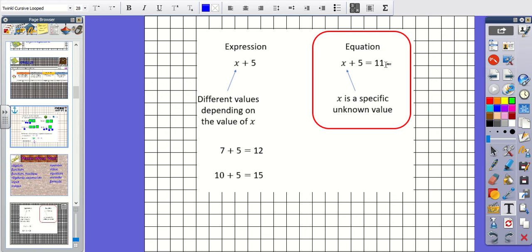So that's an expression, whereas an equation, x is a specific unknown value. So here we've got an equal sign. So we've said x add 5 equals 11. So we know that x has got a specific value because if you add x onto 5, we get given 11. So how would we work that out? Well, we already know we've got 5, so we need to take that away from 11 to find out what our x would be. So for example, in this part here, x would be, so 5, 11, 10, 9, 8, 7, so x would be 6 in that equation there. Okay, so remember, in an equation, x is a specific unknown value, but you can work it out.